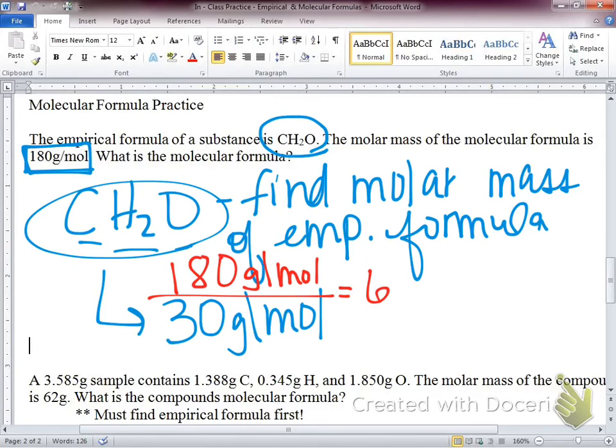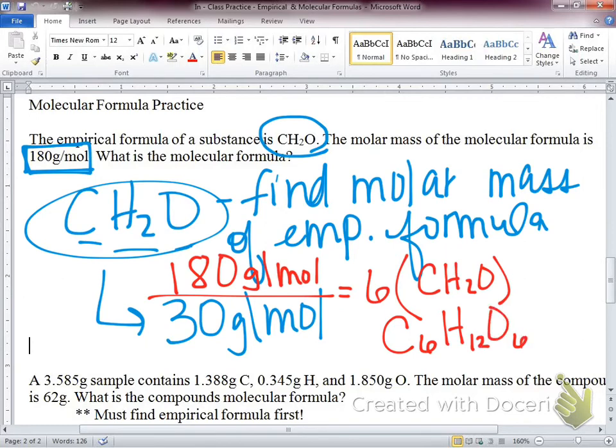Which means we take 6 times CH2O, and we get a molecular formula that looks like this: C6H12O6. In our molecular formula, our ratios are still the same. It's still a 1 to 2 to 1 ratio, but it's a much bigger version. The way we can tell the difference between those is the molar masses. In this problem, someone did the work to find the empirical formula for you, but the molecular formula of this unknown compound happened to be much bigger.